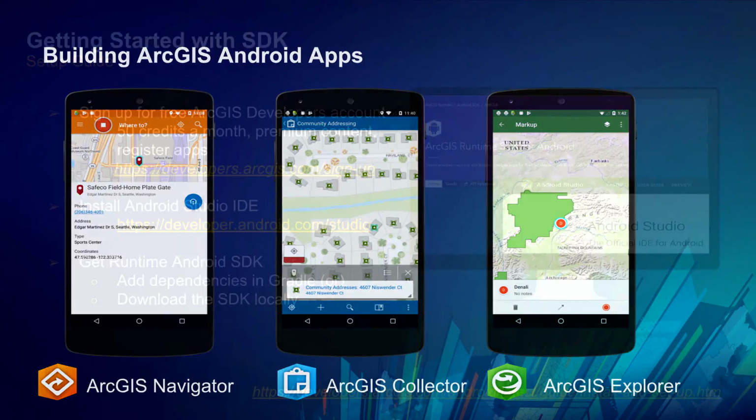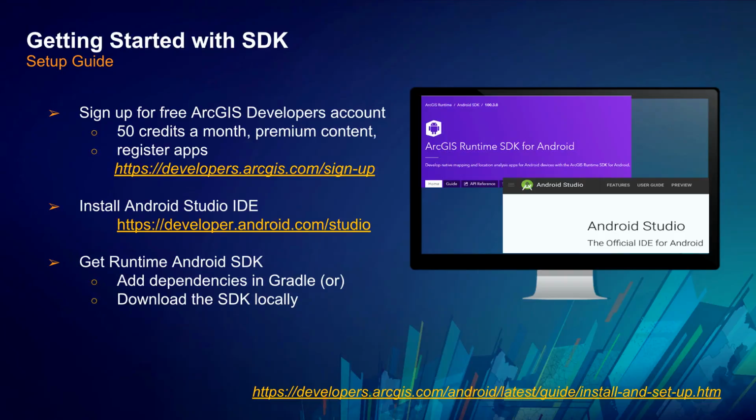So where do you get started building such apps? The first place to go is developers.arcgis.com. That's our go-to place. You can sign up for an ArcGIS developer account. It is absolutely free. You get some free credits and some premium content, and that's where you can register the apps that you're going to build. Since you're building Android applications, you need an IDE to work with, and that would be Android Studio, which is the default supported IDE from Google. You can go there and download the IDE, and you can install the Android SDKs with it.